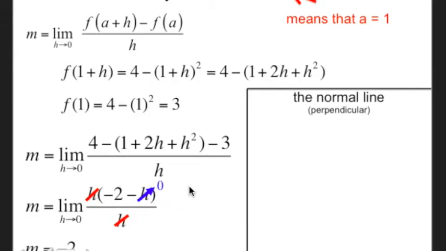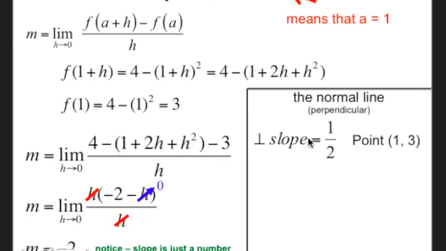And so now that we know we have a slope of -2, that's just a number. Remember, that's just the slope. We know that the slope of a perpendicular line or a normal line is the opposite reciprocal. So the opposite is a positive number. Reciprocal is 1/2. And we're talking about the point x equals 1. And remember, when we substitute 1 in, we get a y value of 3. In fact, we can see that right here on that function expression. So we've got a slope of 1/2, a point of (1, 3).